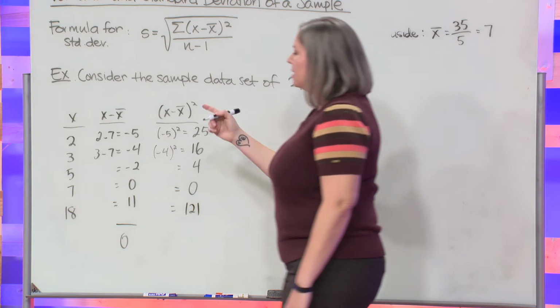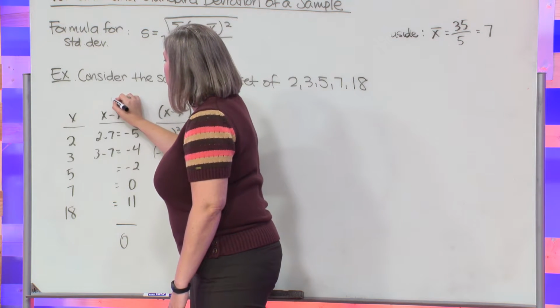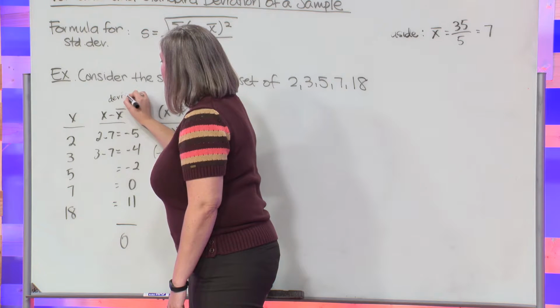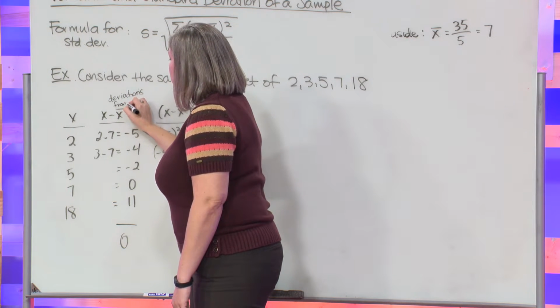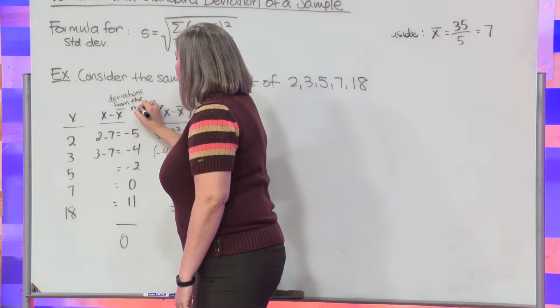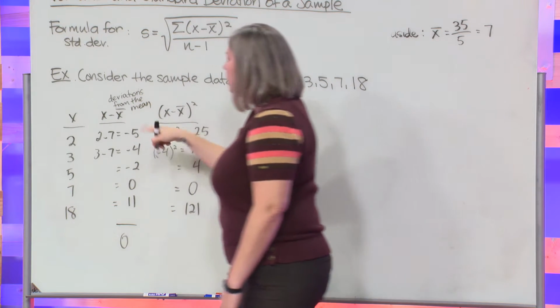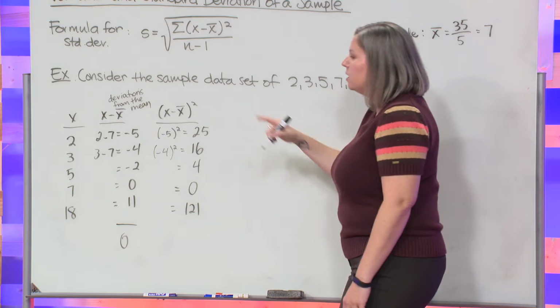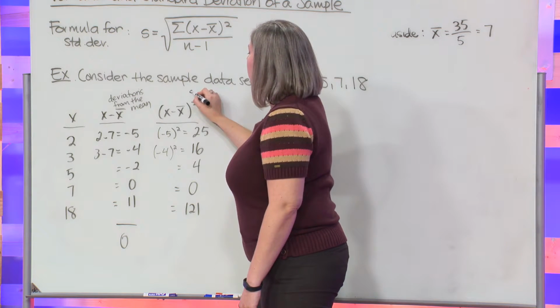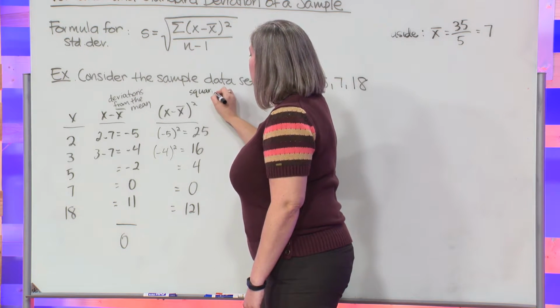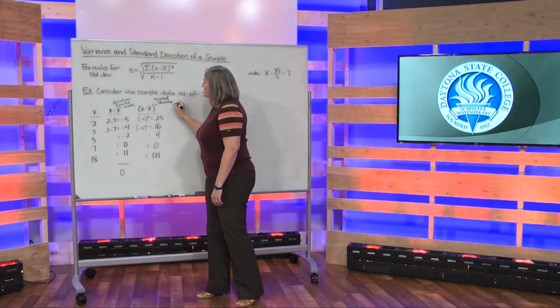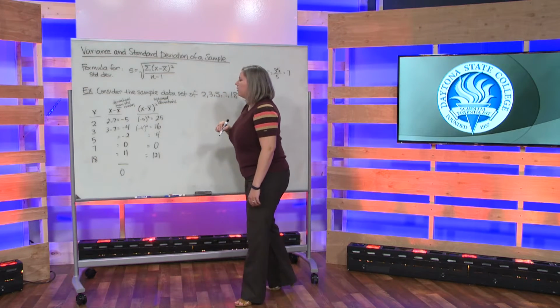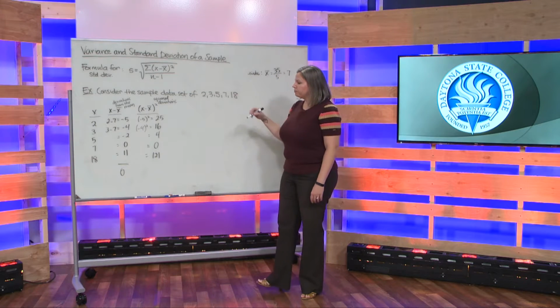To jump back a second and give you some terminology, this piece right here, these are called deviations from the mean, right? How far away each one of these values is from the mean. And so this step right here, these are actually just called squared deviations. Makes it a little easier when we think about this in terms of that formula.